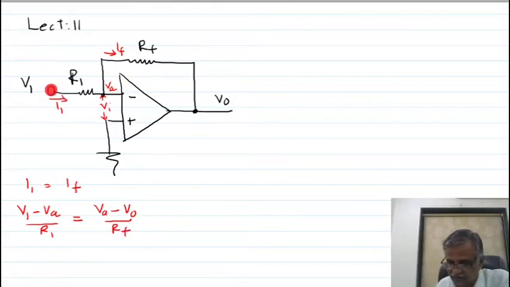You can see here, the potential difference across this resistance upon R1 is I1. The potential difference across it is V1 minus VA, so V1 minus VA upon R1 gives I1. That I have written here. The potential difference across RF is VA minus VO, so VA minus VO upon RF gives IF. So I can write this equation.